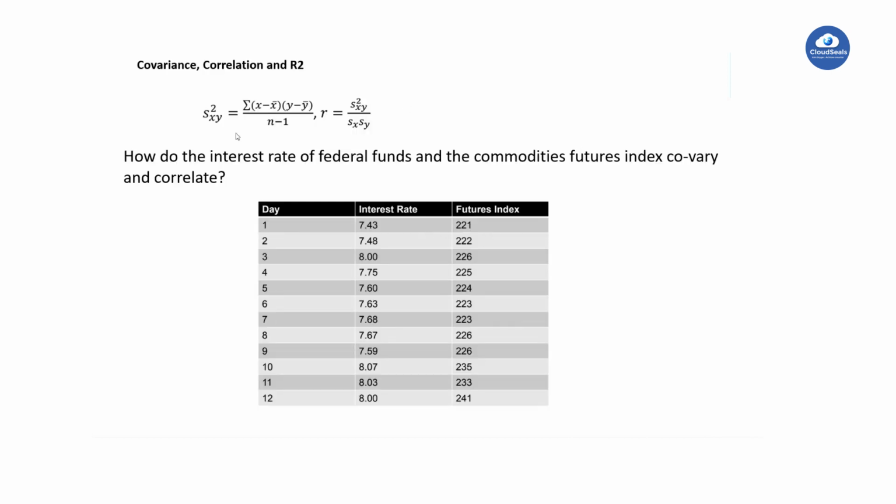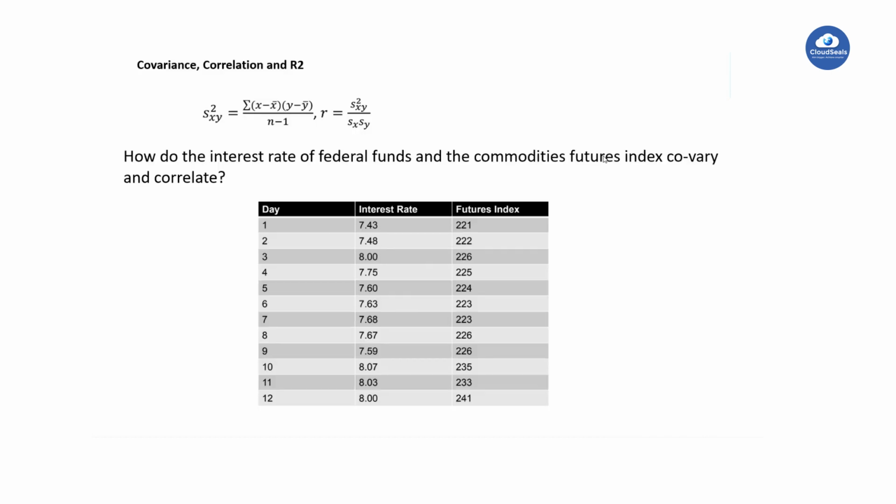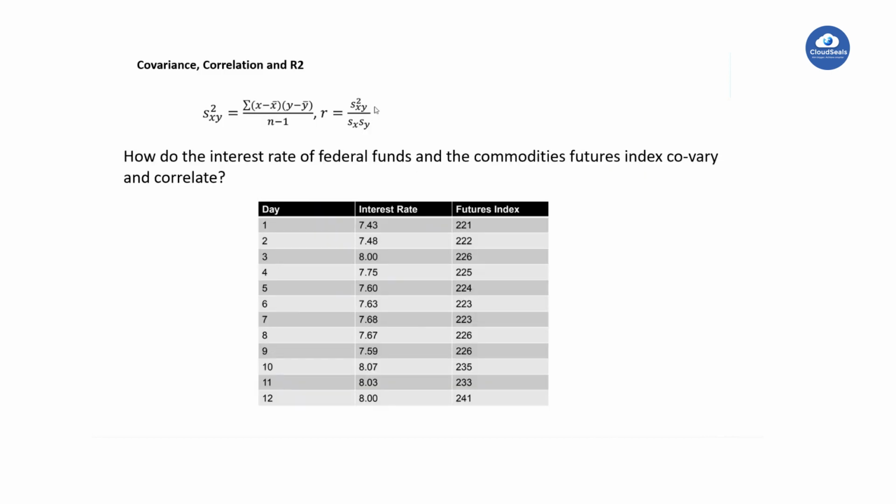Then I calculated the product and summed it. Here I gave the sigma. Sigma means the sum of each value. So that is 12.216. 12.216 divided by how many points do we have here? n minus 1. In total we have 12, and 12 minus 1 is 11. So if we want R, it is Sxy divided by Sx Sy.